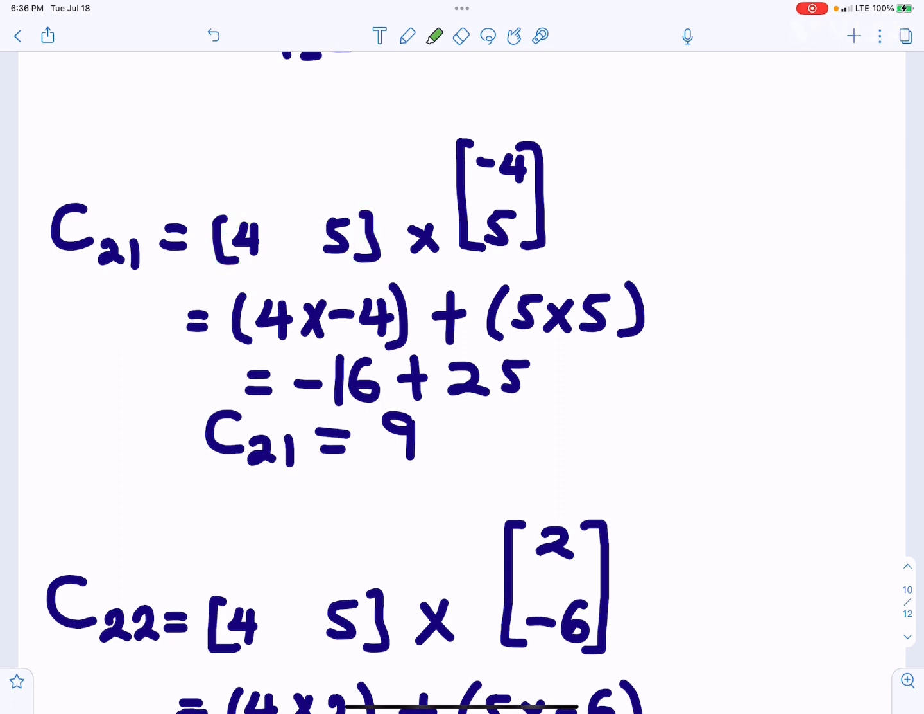This is very easy to do. I'll just do 4 times minus 4. Get minus 16. Then do 5 times 5. Get plus 25. And add my answers for each of these brackets. So that gives me 9. 9 will be the value in the second row first column, or the element in the second row first column.